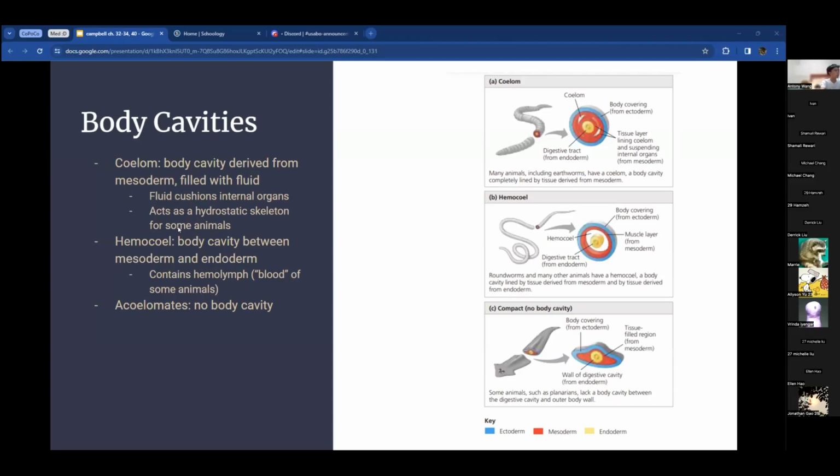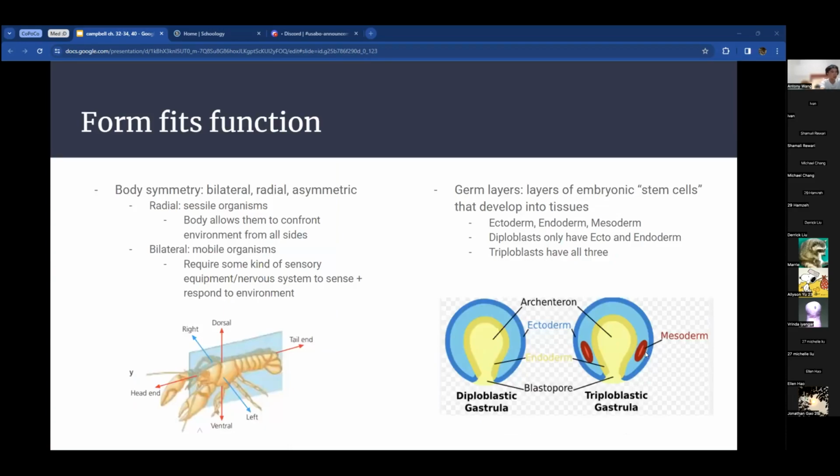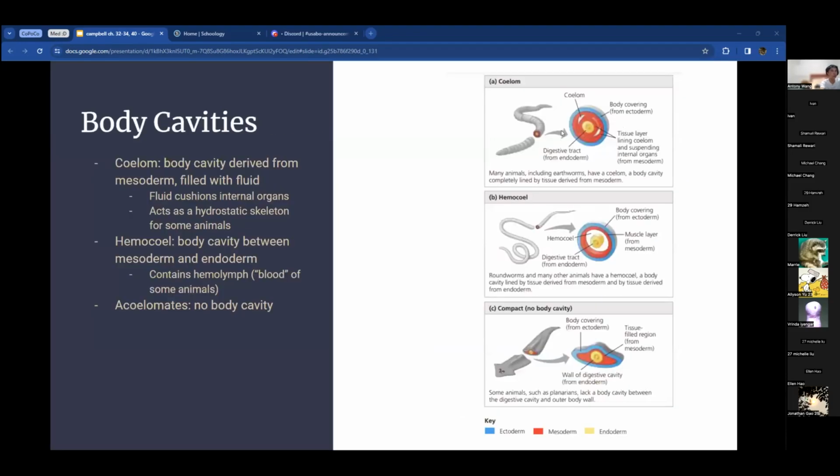Now let's talk about body cavities. Animals either have a coelom, a hemocoel, or a lack of a coelom, which is acoelomate. Let's talk about the coelom first. The coelom is a body cavity that's entirely within the mesoderm. Like we talked about before, mesoderm is one of the germ layers, and in this case, we're talking about the adult tissues that the mesoderm turned into.